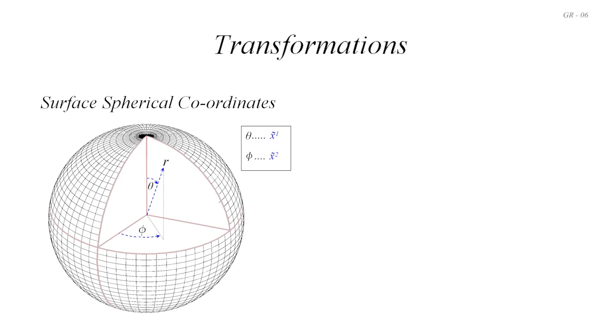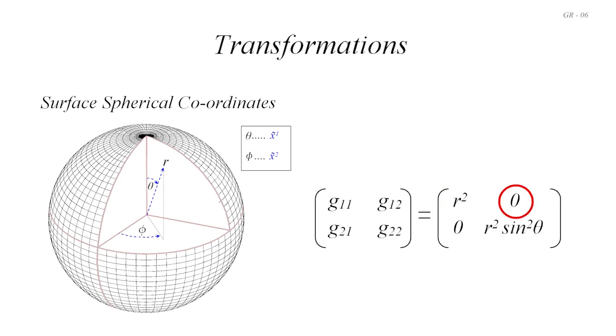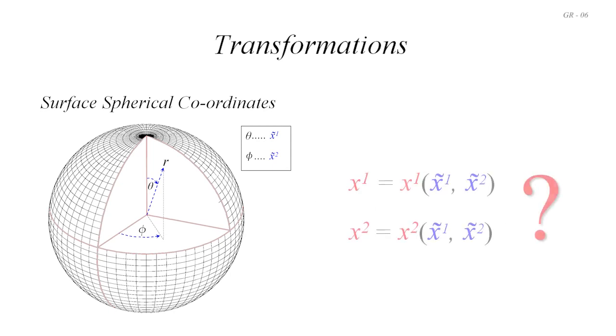The metric tensor for the two-dimensional surface of a sphere, which was stated earlier but we didn't actually prove it, is r squared 0 and 0 r squared sine squared theta. Or with x2 tilde instead of theta, it would look like this: r squared 0, 0 r squared sine squared x2 tilde. The question being posed is, can we find a set of equations which will convert from the theta phi system, which is the blue x tilde system, to a Cartesian system, the red x1, x2 system?